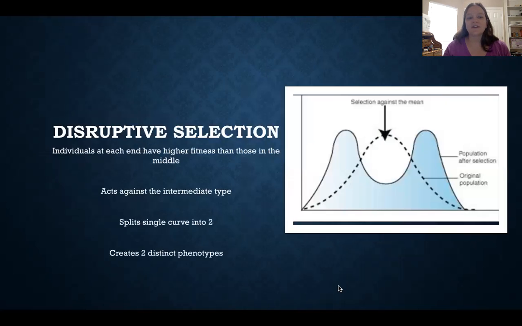The third type of selection is disruptive, which is where it's not very favorable to be that intermediate form. That intermediate type is acted against, and they have actually less fitness. And so being at either end is better suited, and so it ends up creating two distinct phenotypes or two distinct groups.